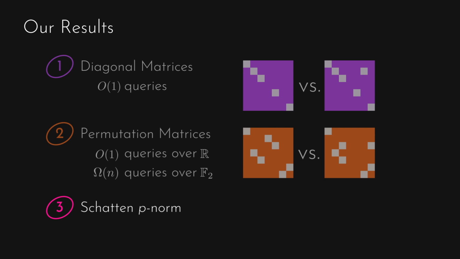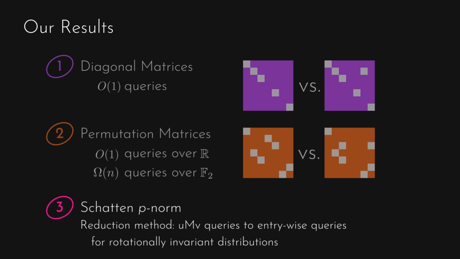I will prove lower bounds on the number of queries needed to get a constant factor approximation in the UMV model, where the bound will depend on the value of p. The reason I want to explain this result is because we develop an interesting reduction method that might have applications to other problems as well. We look at certain classes of random matrices, and we show how to simulate general UMV queries by using only entry-wise queries to the matrix.